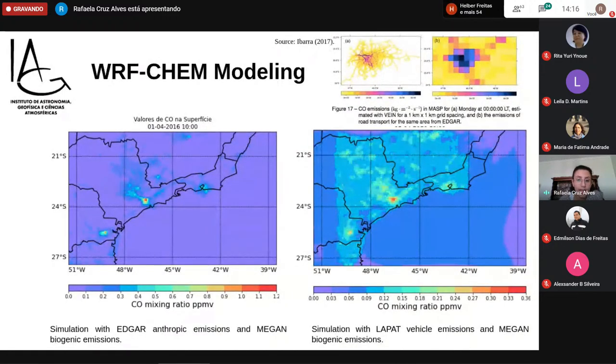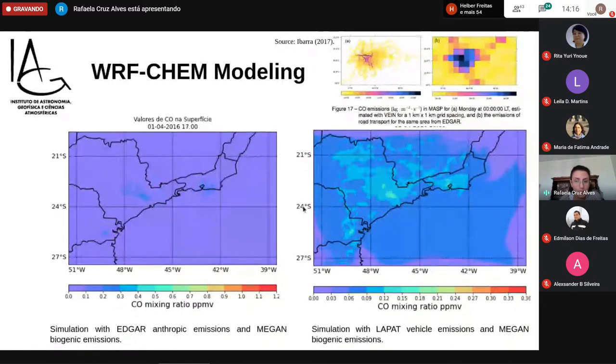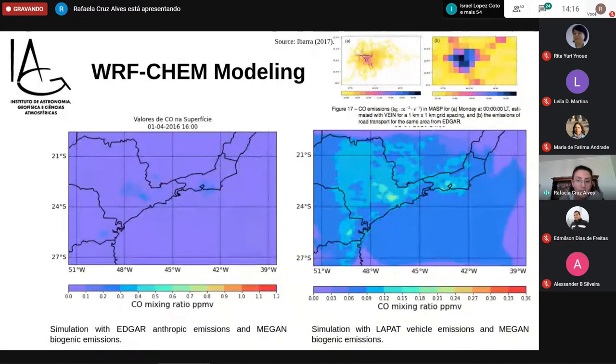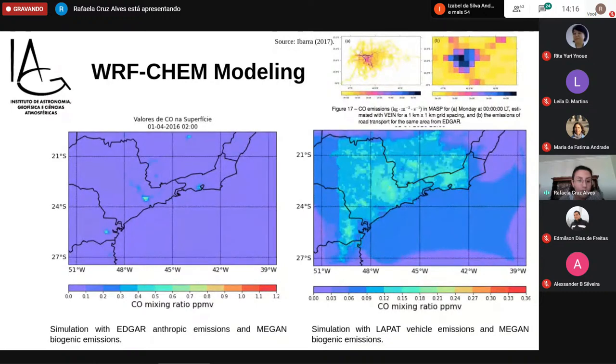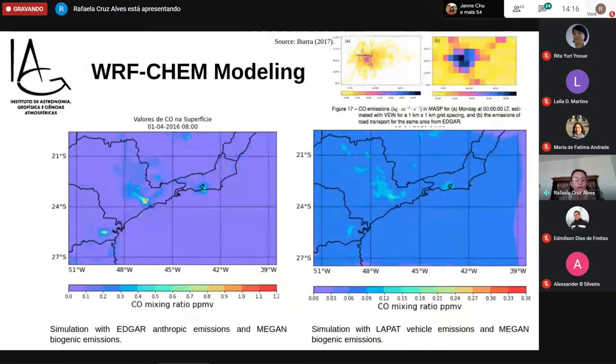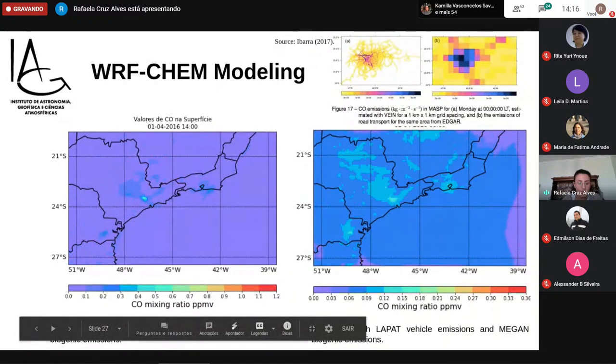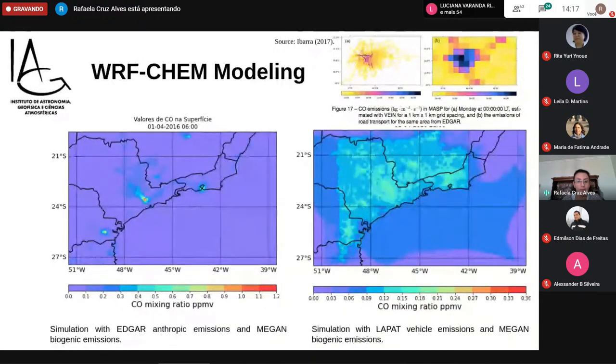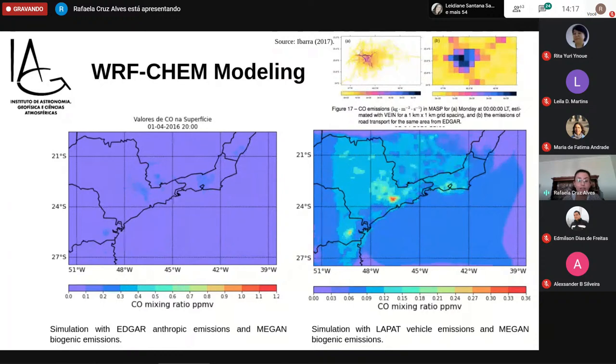These are the preliminary results. Next, there are two GIFs showing results of simulations performed for CO concentrations at the surface. For the simulation that uses EDGAR emissions, on the left, higher concentrations of CO are evident at some points on the grid. The metropolitan region of São Paulo is easy to locate with the most accentuated colors. For the simulation using the LAPAC emissions, there is a concentration of CO distributed throughout the area of the domain, but it also shows the same points of the grid as EDGAR with higher concentrations.